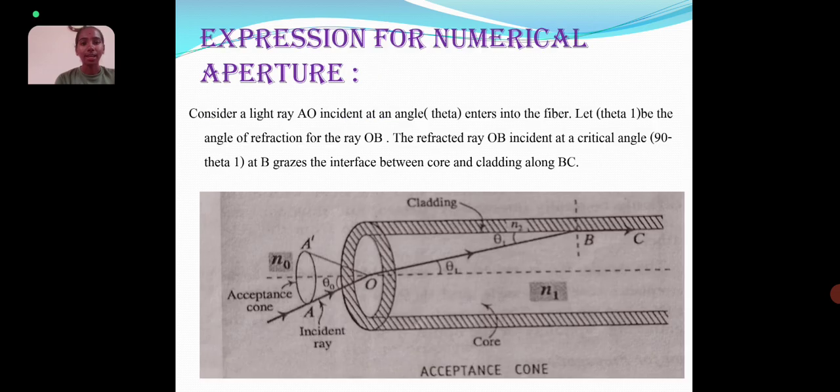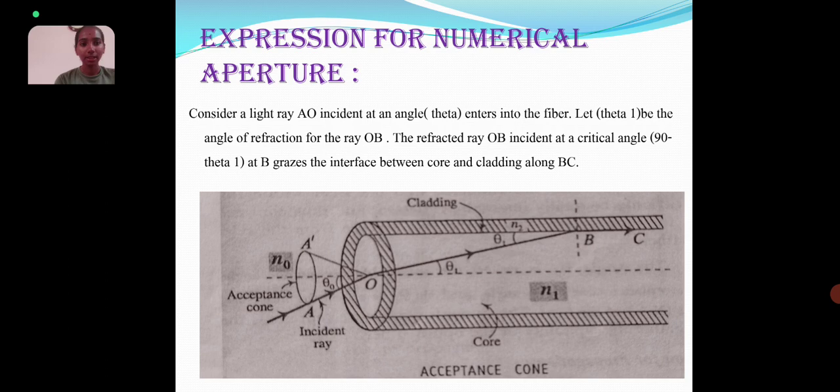Now let's look into the expression for numerical aperture, that is the derivation of numerical aperture. Let us consider a light ray AO incident at an angle theta entering the fiber. Simultaneously look into the figure which helps in better understanding. Let theta 1 be the angle of refraction for the ray OB.